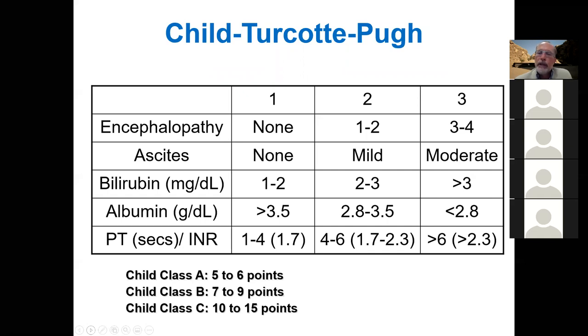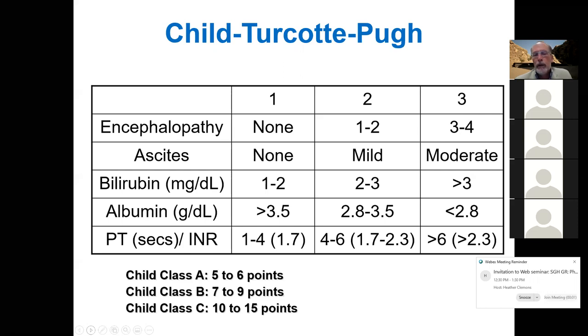MELD plus sodium, we'll talk about that in just a moment. Grade the encephalopathy every day. Grade 0, grade 1, 2, 3, 4. How much ascites? None, mild, moderate. Total bilirubin, albumin, and INR. Tell me, it's a Child's A6 or a B8 or a C12. Very important to have the CTP score.